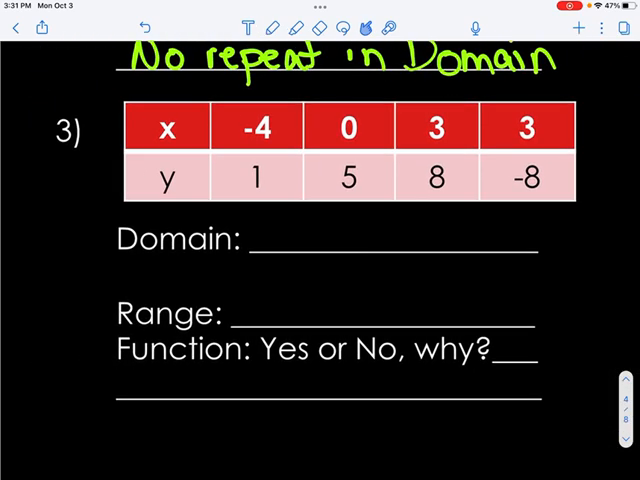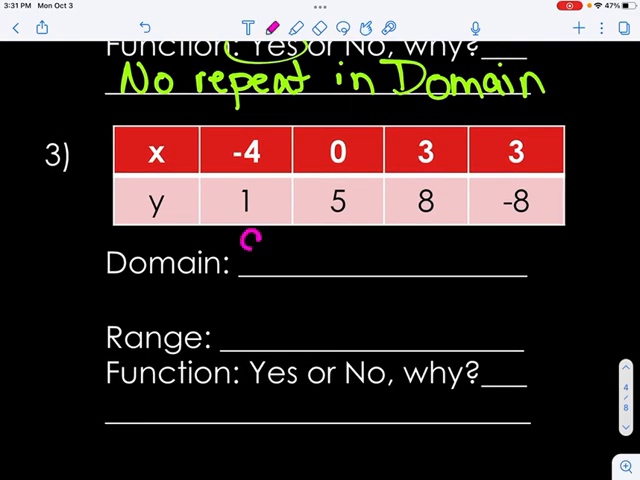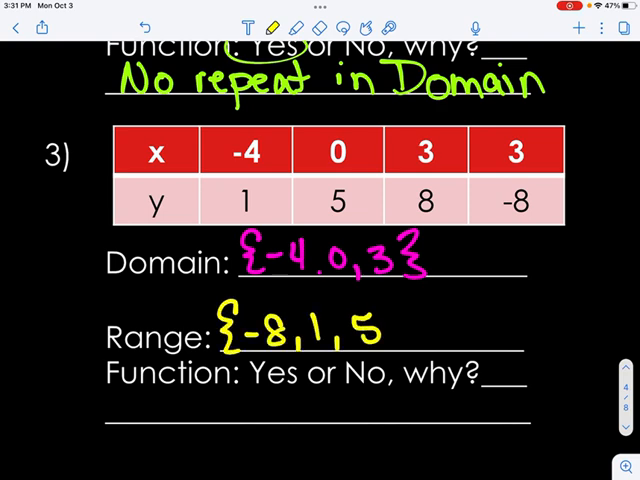So let's try a t-table here. So if we look, my domain, I'm going to go -4, 0, and 3. My range is my y values. So I go -8, 1, 5, and 8. Then I look, is it a function? Well, if we look at our domains, we have a repeating 3. So the answer would be no, it is not a function because 3 repeats.